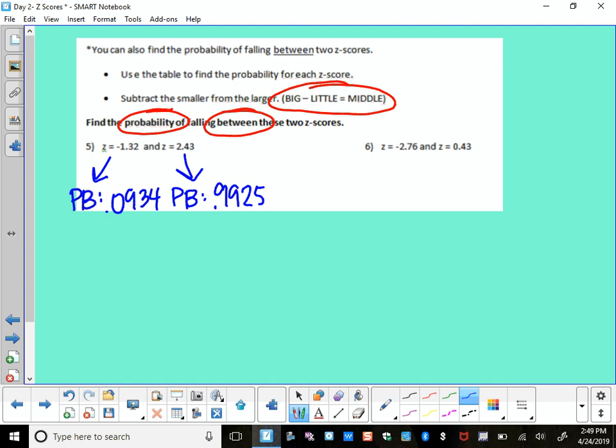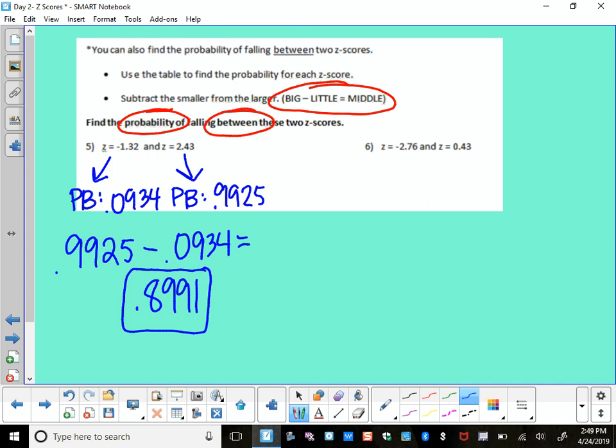What we have to do here, because they're asking for prob between, is subtract the big number, 0.9925, minus 0.0934. What do you get for your probability? Subtract those two numbers. 0.8991, right? Good. All right, you guys do number 6.